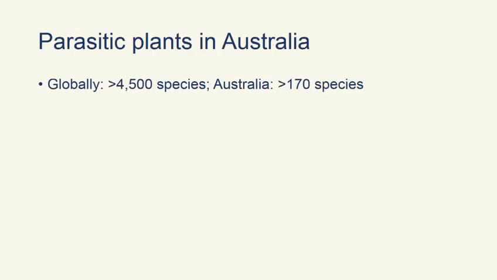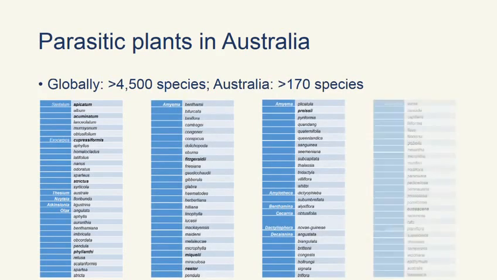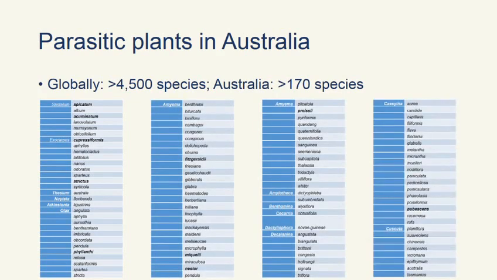So there are a great number of parasitic plants globally, but we also have a fair share here in Australia. I've listed a little more than half of the species in these tables and highlighted those species in bold that have been studied together with hosts. So not really that much research has gone into it.